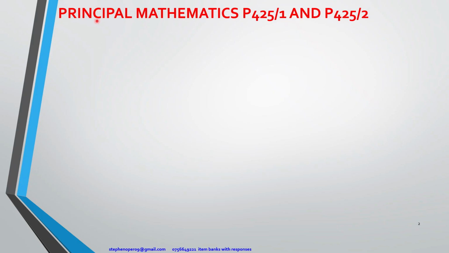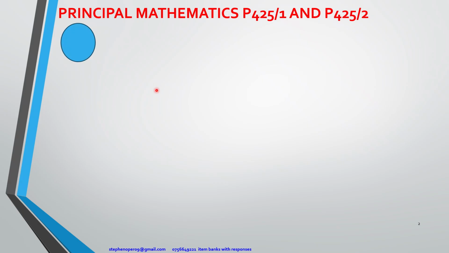So we shall start with principal mathematics, that is paper 425/1, paper 1, and then 425/2, paper 2. So they are still principal subjects, and above all, they are all papers applied in real life. They perhaps contain scenarios that are real life in nature. So there is nothing like paper 1 applied and paper 2 principal. They are all principal subjects, and at the same time they are having real life applications.